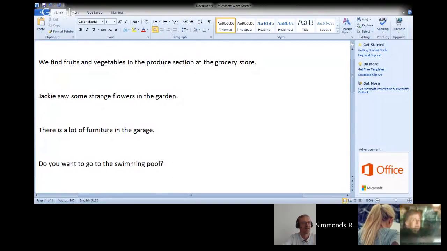Right. We find fruits and vegetables in the produce section at a grocery store. Okay. Jackie saw some strange flowers in the garden. Furniture in the garage. Do you want to go to the swimming pool? Good. All right, good. So Thomas has read all of the sentences for us, which is great.